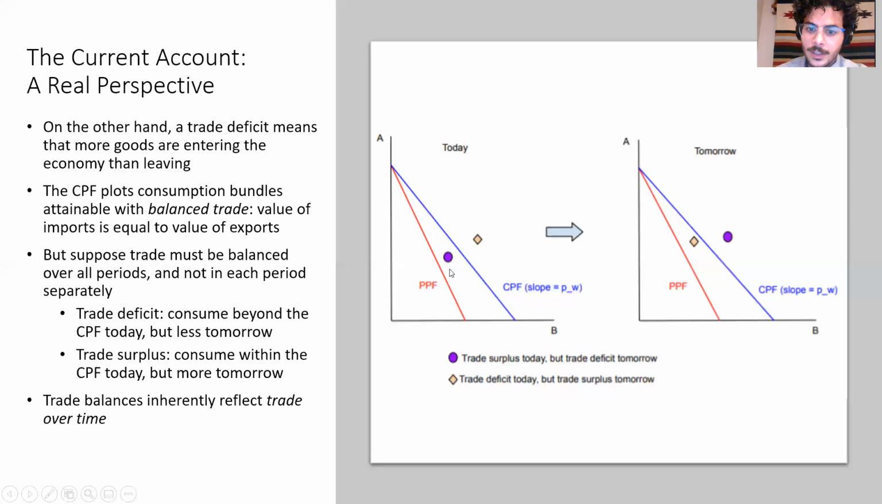And the consumption possibility frontier tells us, in this case under trade, all of the options for consuming when trade is balanced. So say we're specializing in good A here, and we are exporting good A and importing good B. If we're along this line, then we're trading our production of good A for good B at the current world price. And with balanced trade, the value of our imports, the value of the B that we're importing, is going to be exactly the same as the value of A that we're exporting.